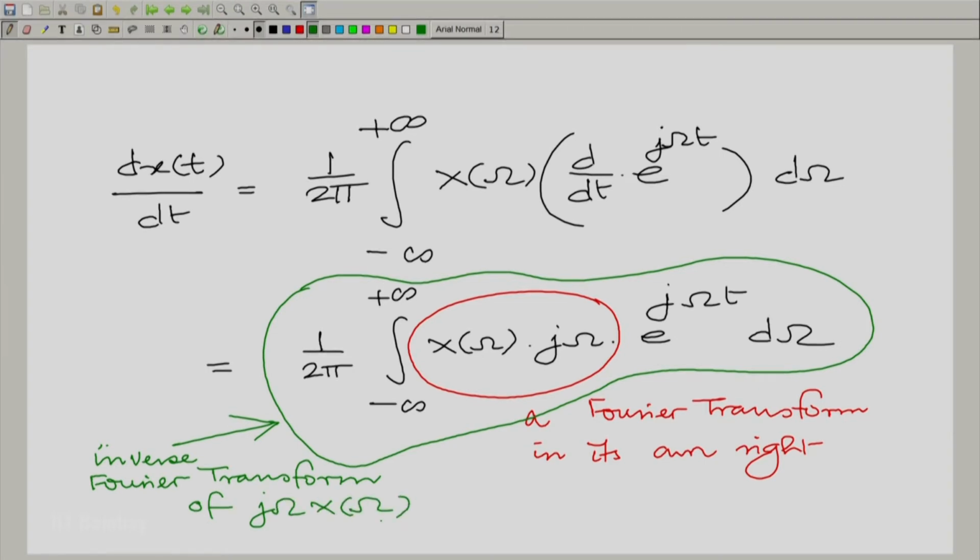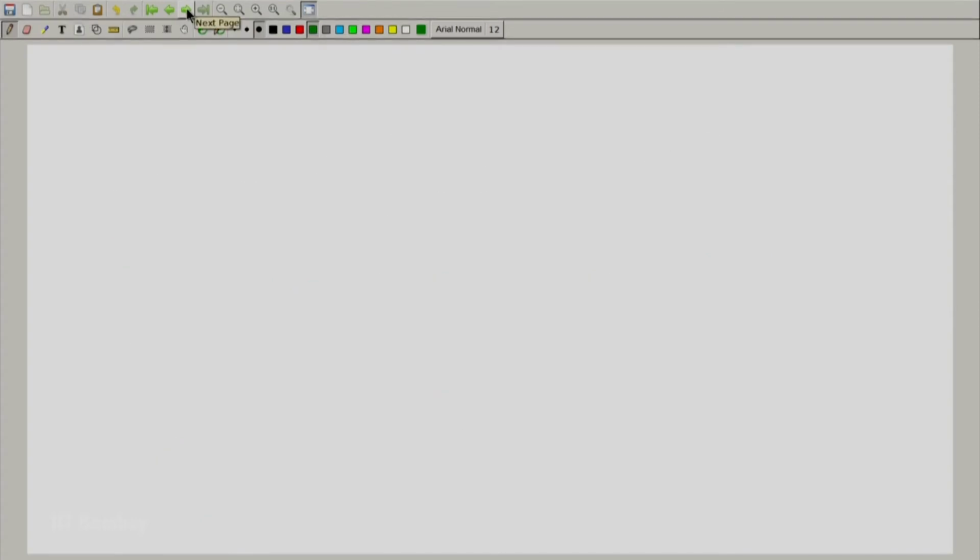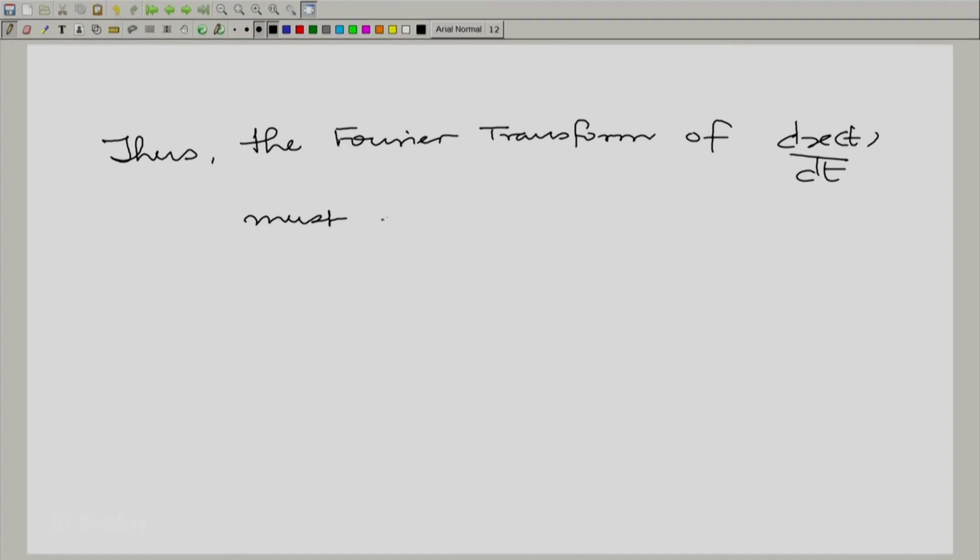And clearly, since there is an equation here, this must be equal to this, and therefore, what we are saying is that what we have underlined in red here is really the Fourier transform of dx(t)/dt. So, let us write that down. We made a very simple conclusion by a very simple line of reasoning. So, thus the Fourier transform of dx(t)/dt must be jΩ times X(Ω), as we know. So, we have answered the question.